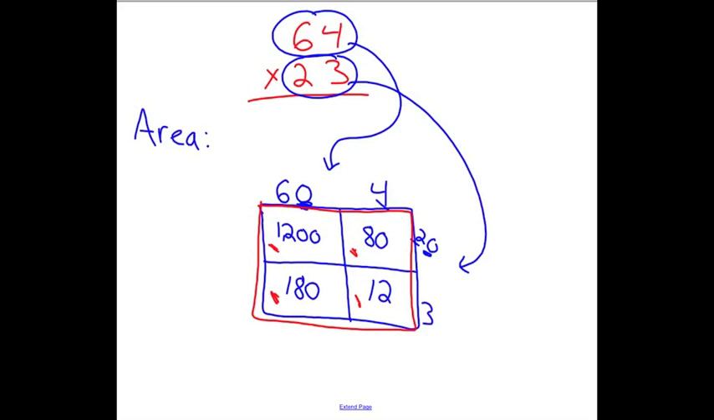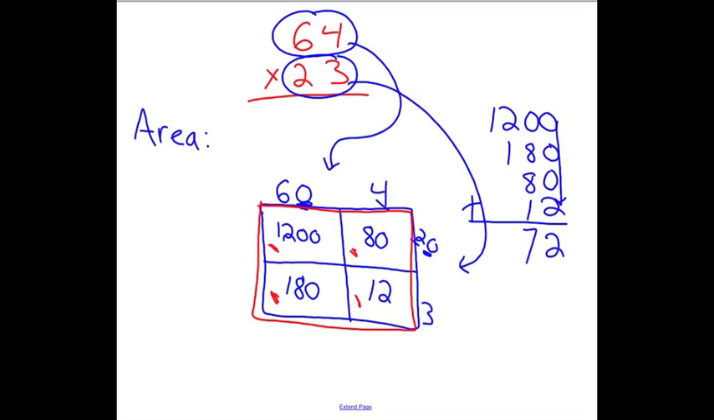So over here, I will add 1,200 plus 180 plus 80 plus 12. 0 plus 0 plus 0 plus 2 is 2. 8 plus 8 plus 1 is 17. Regroup the 1. 1 plus 2 is 3 plus 1 is 4. And 1,000 plus nothing is 1,000. The answer again is 1,472. And that is the area plan.